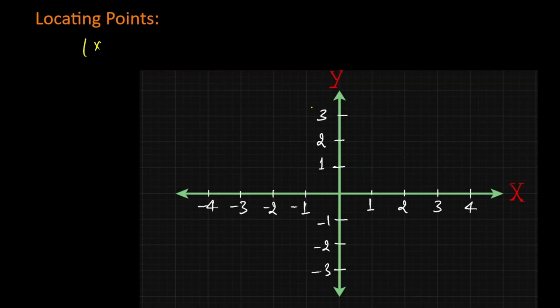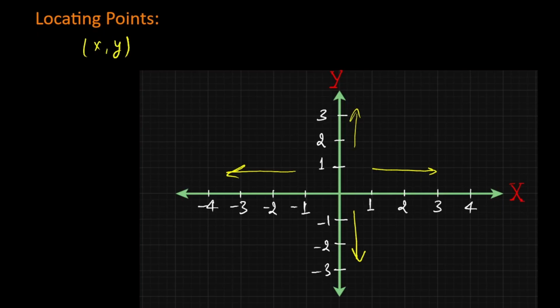If we have a point (x, y) on our coordinate plane, the first number x tells us how much to move along the x-axis and the second number y tells us how much to move along the y-axis. Remember, if x is positive, we move to the right along the x-axis. And if x is negative, we move to the left. And if the second value y is positive, we move upward. And if y is negative, we move downward.